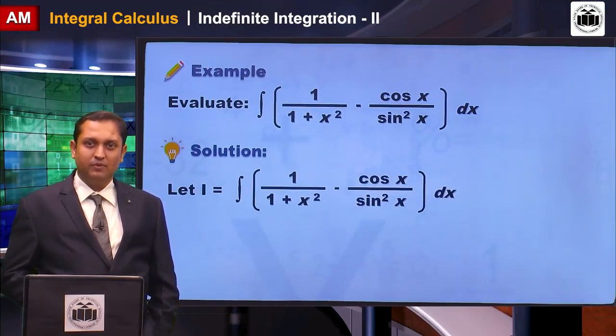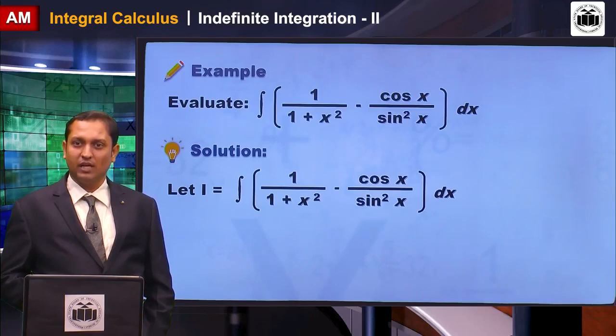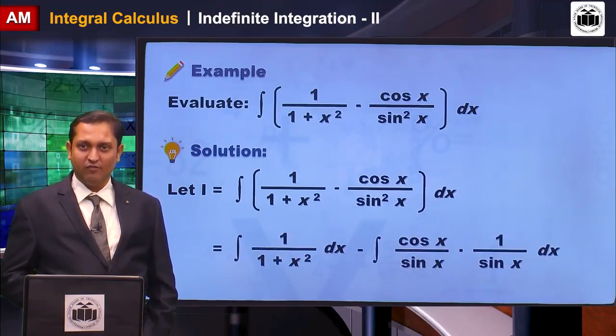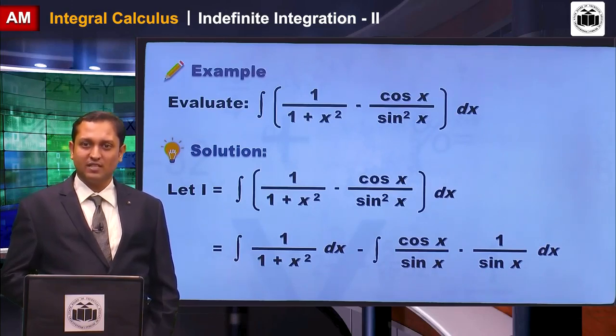Let's see the first step. Let I equal to the given integral, just indicated the given integral with the symbol I. Now as per our rules of integration, we can separate out two integrals if there is plus or minus in between. So we have separated the two integrals. The first integral, integral 1 upon 1 plus x square dx.